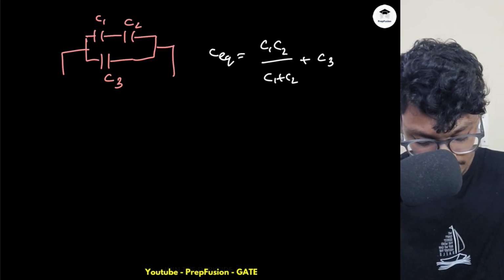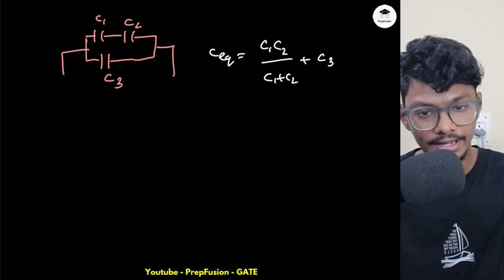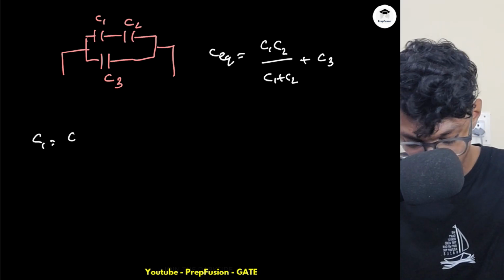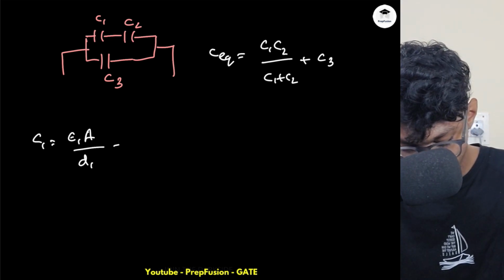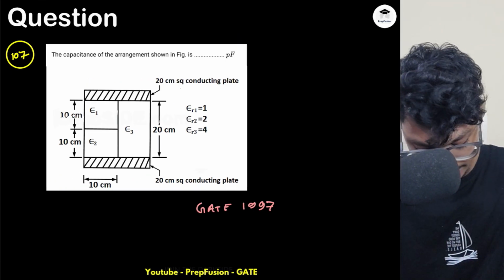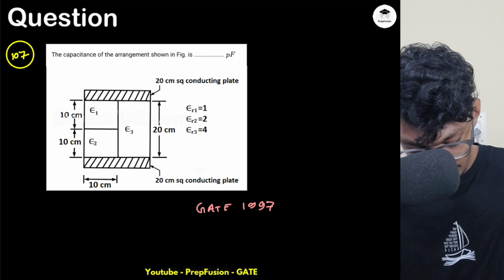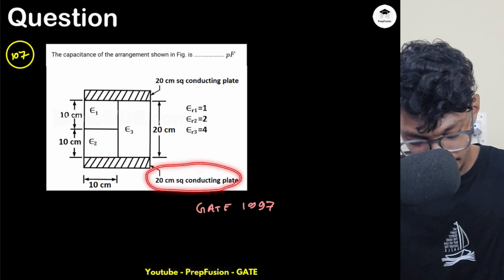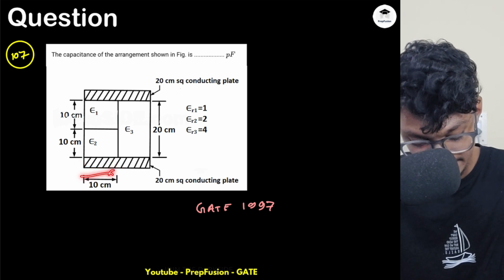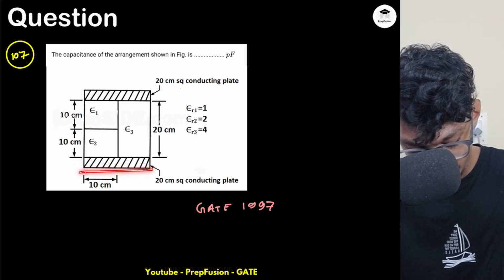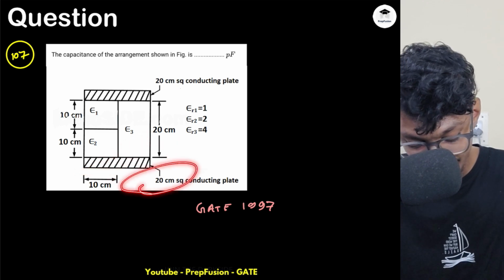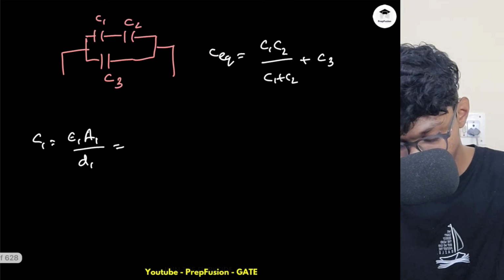So C equivalent is this. If C equivalent is this, what can I say? I can find out C1, C2 and the rest individually. So what is C1? Basically C1 is epsilon 1 A1 by D1, correct? So what is A basically? Here, this is 10 centimeter and this has a 20 centimeter square conducting plate. So the width has changed, the width has halved. Overall this was 20 centimeter, but here I have half the width. So obviously the area will become 10 centimeter square now.